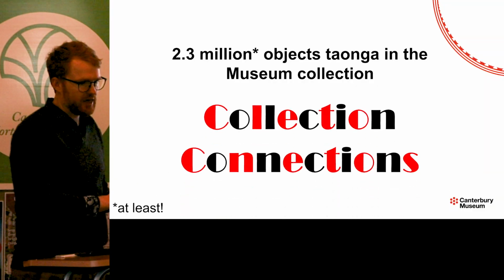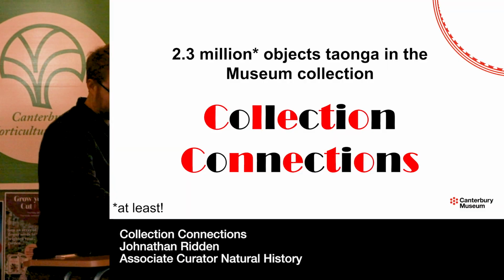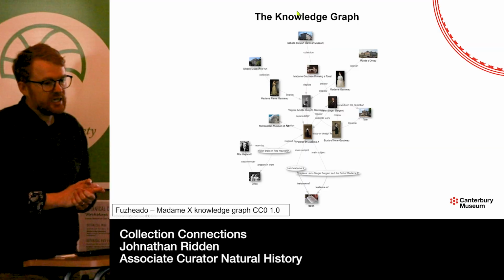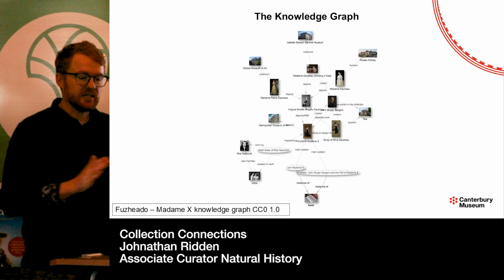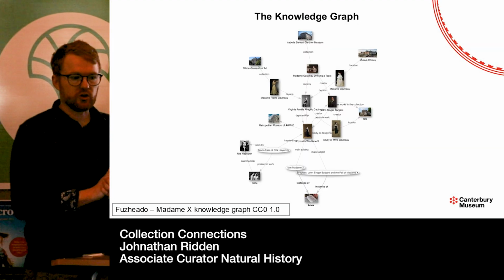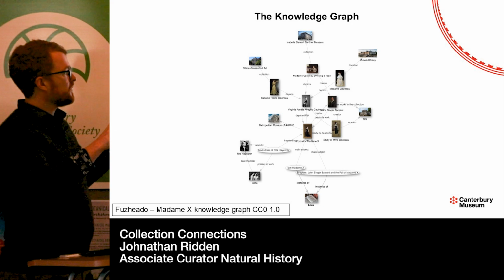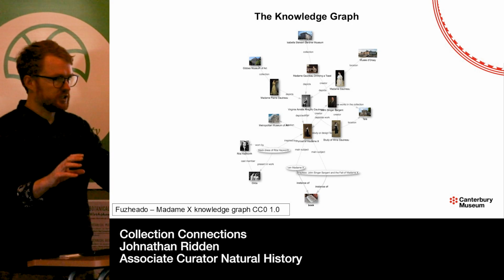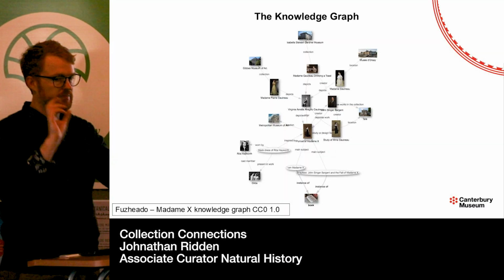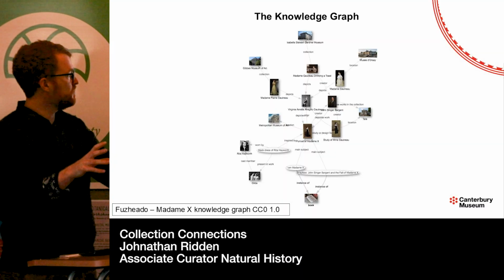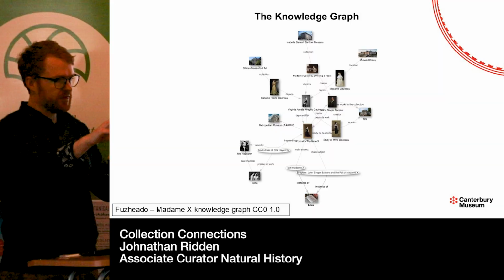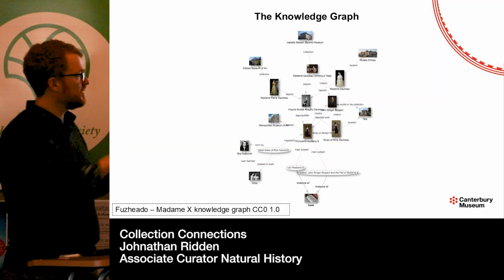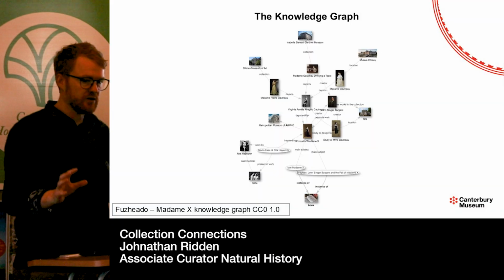Collection connections, themed in the Canterbury colours. The idea for this talk has come from the internet. It's an idea called the knowledge graph. Things are related in this idea of triples. You've got a subject, predicate, and object, and one thing is connected to another thing by a certain means, and then you can start to build up these webs of interactions.